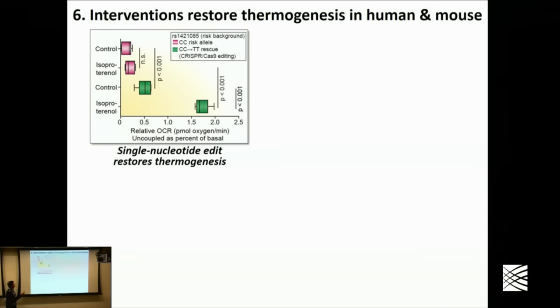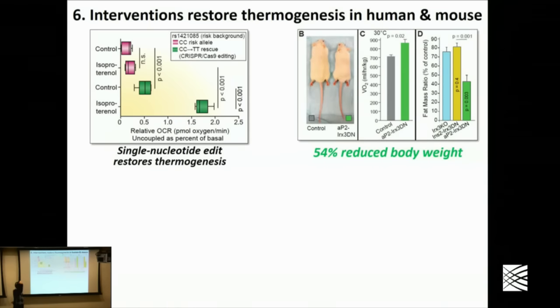Whereas if we take now the same risk individuals and we change that single nucleotide into a T, and we effectively rescue that disrupted AT-rich motif, we are basically able to restore the basal level of oxygen consumption rate. And when you stimulate it with isoproterenol, you basically see a 7-fold increase in the level of the cellular phenotype. So that's remarkable, the fact that we can pinpoint that entire association to a single nucleotide, and changing that single nucleotide, fixing it, effectively restores thermogenesis in the cells of these individuals. I mean, that's remarkable.